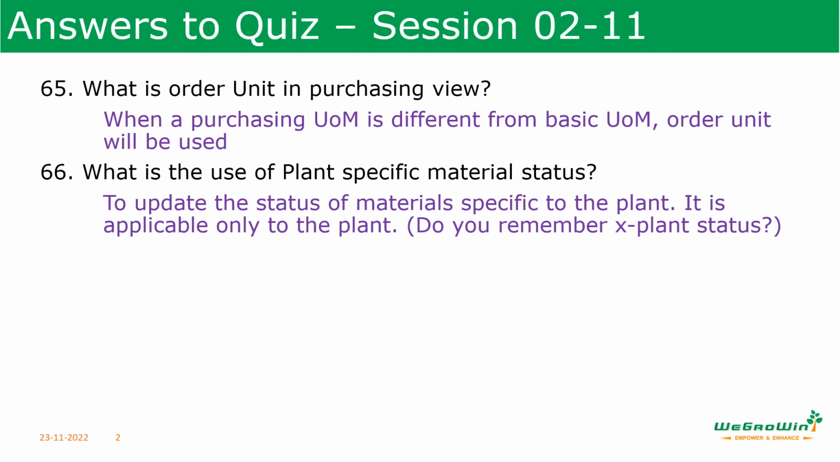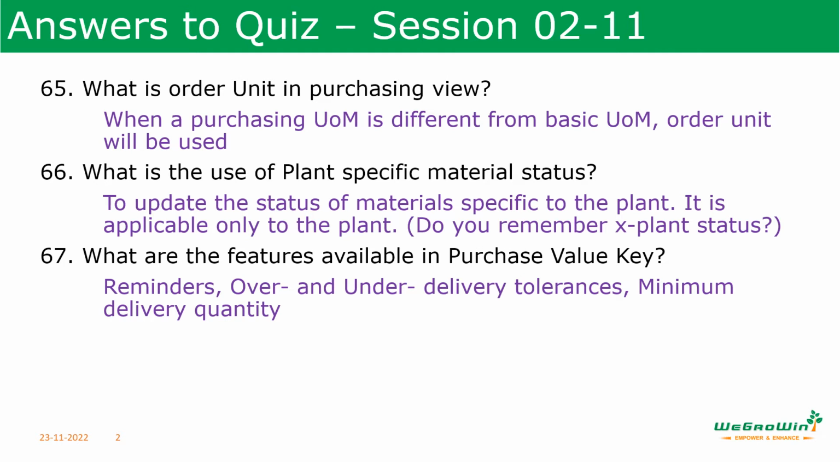What is the use of plant-specific material status? Plant-specific material status is used to update the status of the material of the specific plant. It is applicable only to that plant. Hope you remember the cross-plant status maintained in the basic view. If you update the basic view, that cross-plant status is applicable to all the plants. For example, there is a material which is used in one country, but it is banned in another country. Then using this plant-dependent material status, we can control the usage of this material in the particular specific plant.